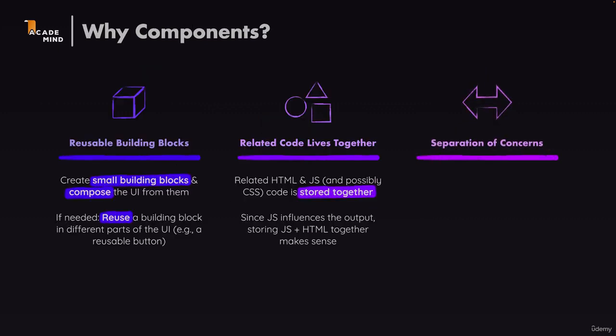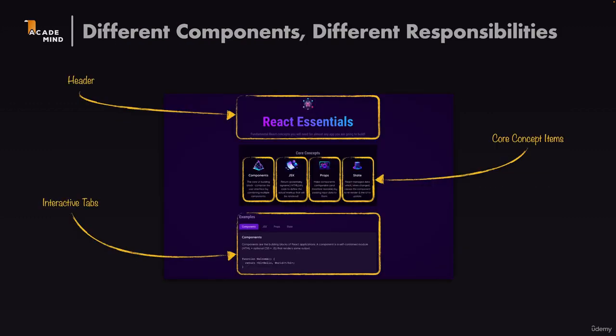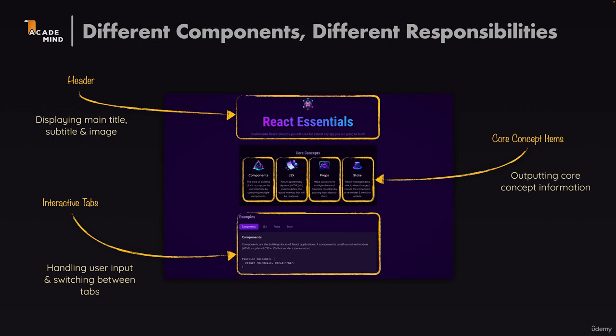And the last major advantage of working with components is that you follow a design and development principle, which is almost always a good idea. You have a separation of concerns. Different components do different things and handle different parts of the UI. For example, in the demo project of this section, we have components that are responsible for outputting information, and we have other components that are responsible for switching between tabs and handling user input.